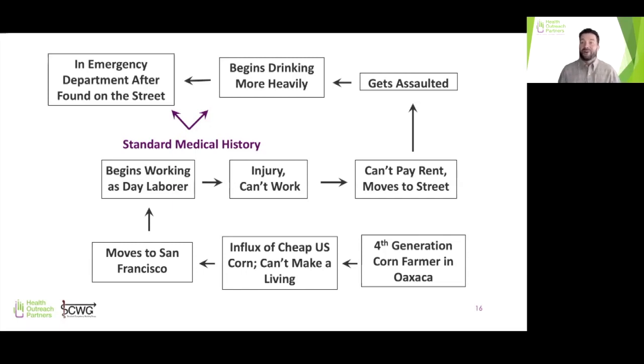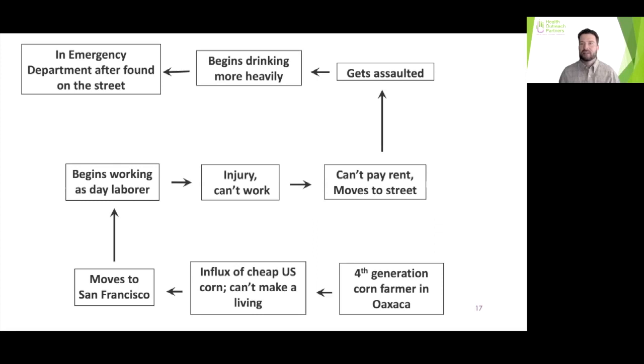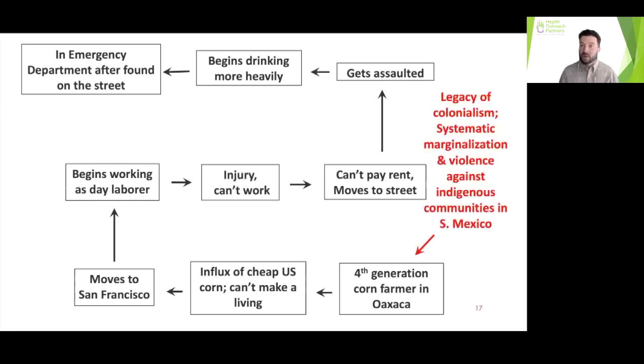What we want to know about his story, or what we can do now using his story, is understand how structures played a role. So let's look at the very beginning. He's from Oaxaca. He's a fourth-generation corn farmer. There's a legacy of colonialism, even in Mexico, and marginalization and violence against indigenous communities, where they don't have the same opportunities, especially economic opportunities. And many see farming as potentially the only opportunity to make a living and provide for their families.